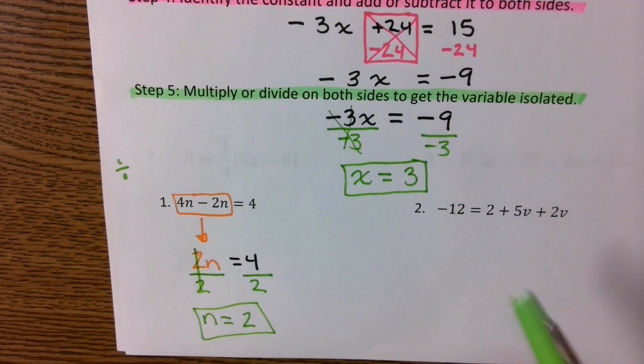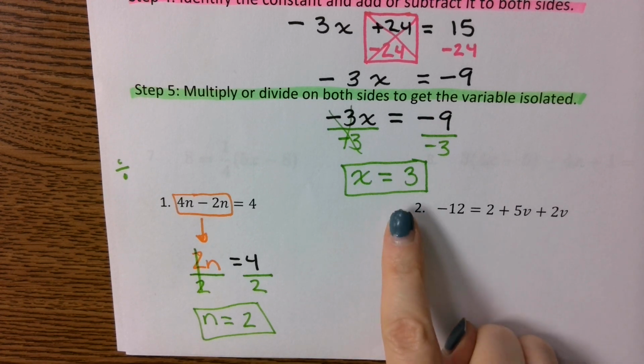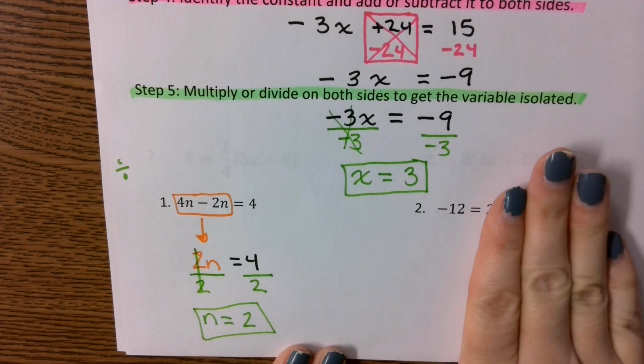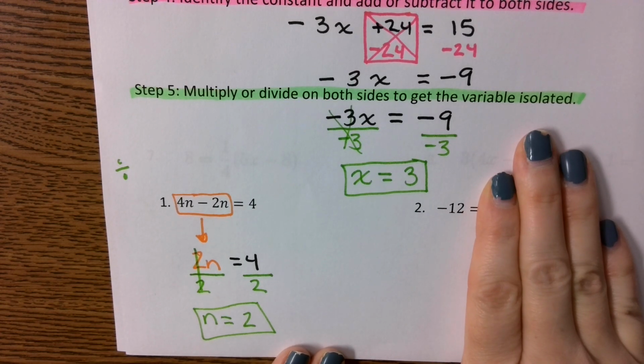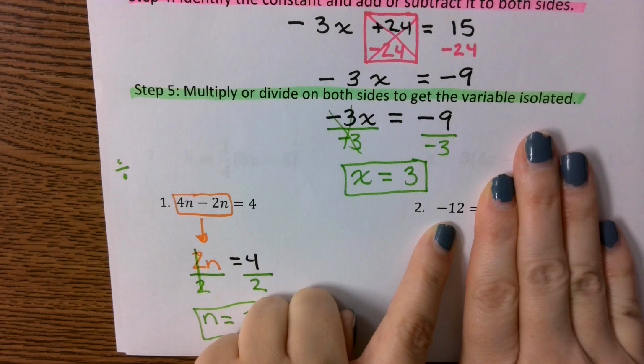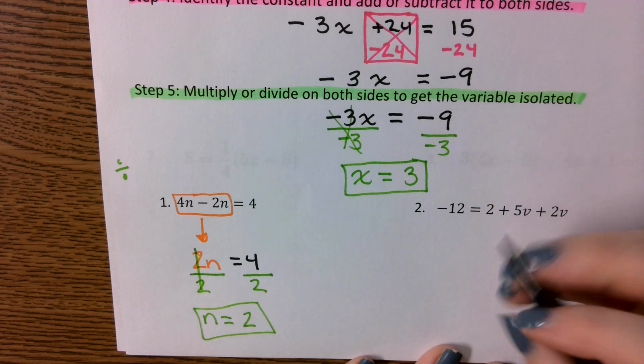Okay, let's take a look at number 2. It's a little bit more detailed, but not that much. Do we have any distributive property? No. We know we don't have it because there's no parentheses, right? So no distributive property. Okay, let's combine like terms. We're always going to focus on the left side first. So I'm going to cover up my right side. Can I simplify this at all? No. Negative 12 is as simplified as it's going to get. So I'm just going to go ahead and bring that down.